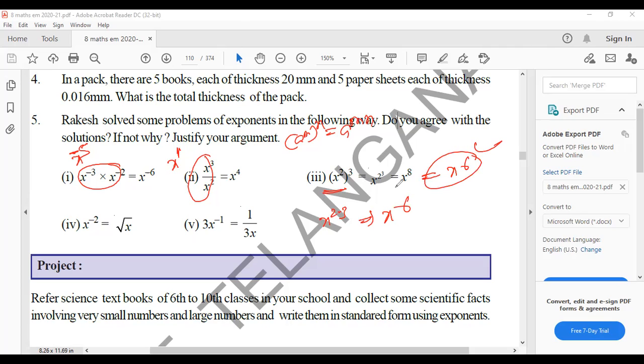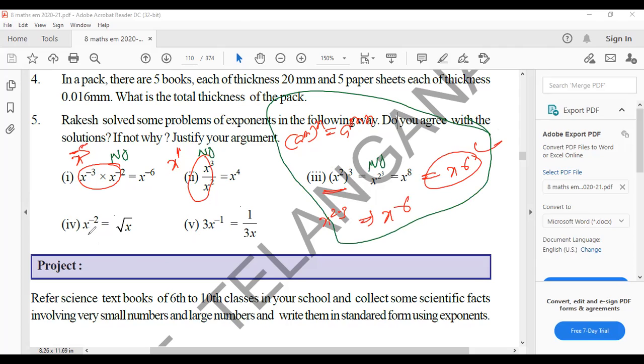But here we got x power 9, so the answer is wrong. X power 8 is wrong. No. So here it is no. Here also no. Here also no. Because this is the case, also no, for this question. Next, what is this one? Go to the fourth question.